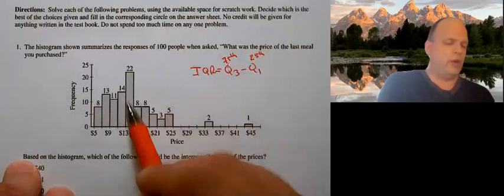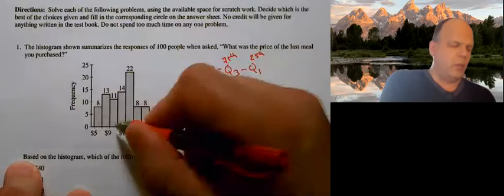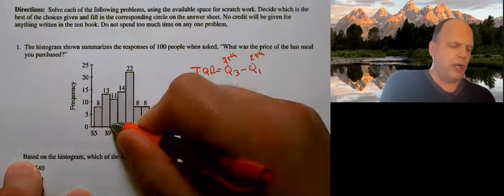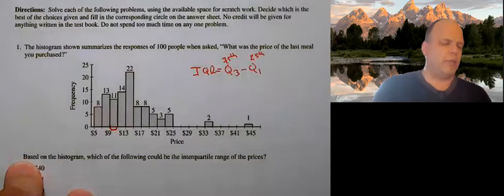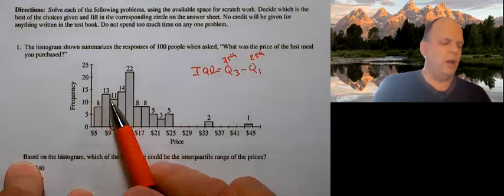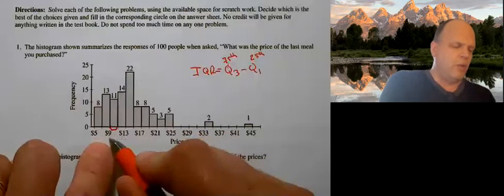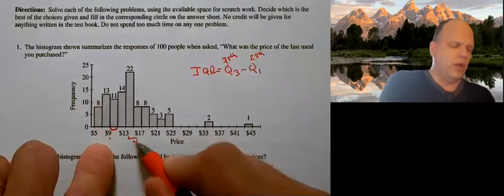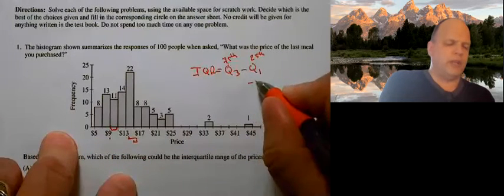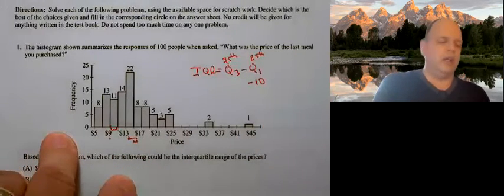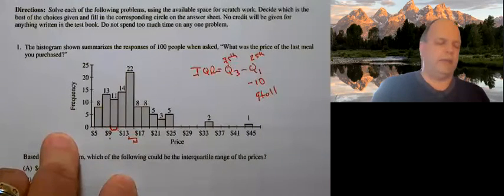All right, so where does the 25th person occur? Well, 8 plus 13 takes me to 21. So somewhere in this column right here is the 25th person. And we know that in this column, we are changing by 4. So somewhere between 9 and 11. I'm just going to take the center point as an estimate as 10. It could be anywhere from 9 to 11. We don't know where, but anywhere between $9 and $11.